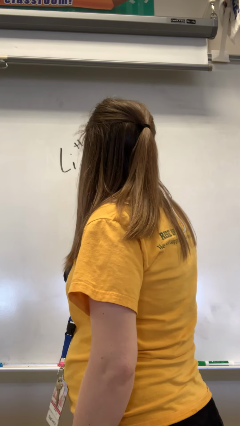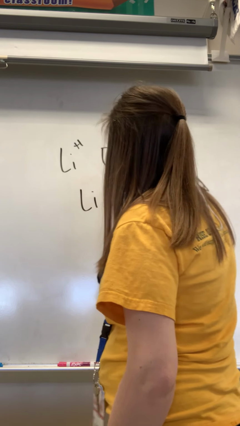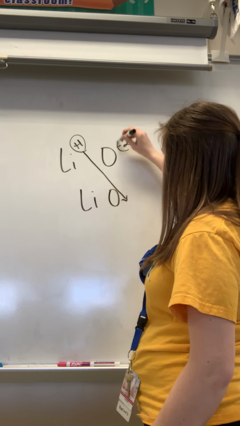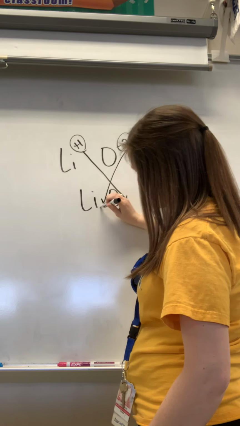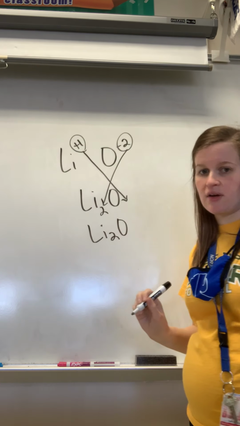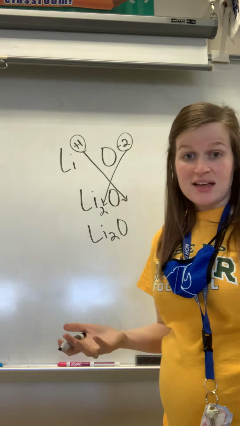Some of you might be able to eyeball this and say, oh, well, you need 2 of these guys. That's right. And again, if we just take the charges, this is the nice, quick trick. So I say 1, so I only need 1 of these guys. 2, so I'm going to put a 2 right here. So my formula is Li2O, to write it without all the arrows. That's the fast way to do it, just to flip-flop the charges really fast.